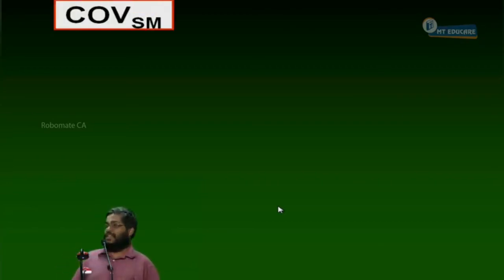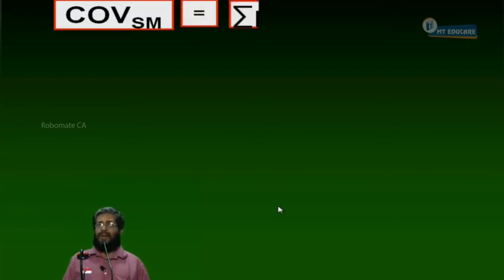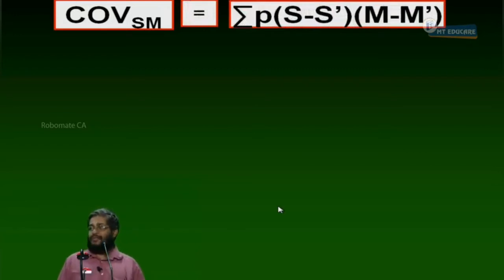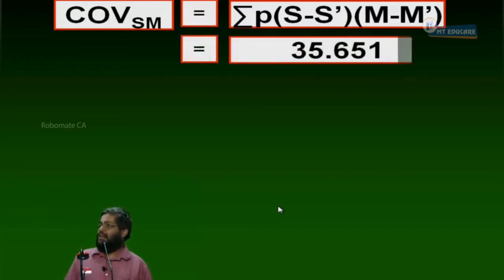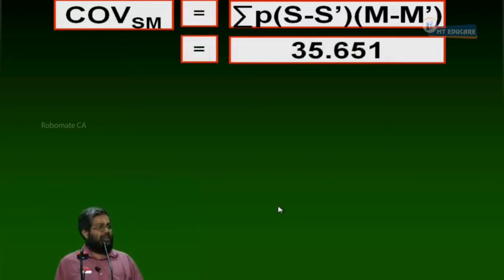Write down. Covariance of security and market is equal to covariance of S and M, which is equal to, tell me the formula substitution: sigma P into S minus S bar into M minus M bar. Should we calculate this? Already calculated. Look at the first table and tell me what is sigma P into S minus S bar into M minus M bar? 35.651. The covariance is 35.651. Respond yes or no now.